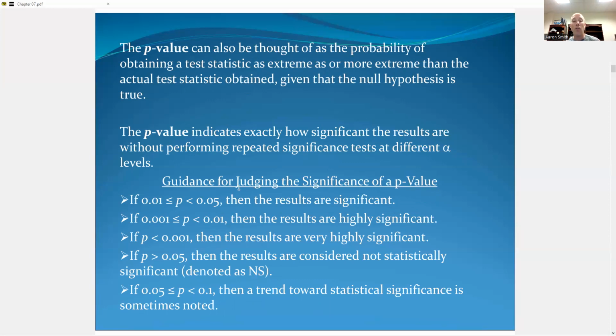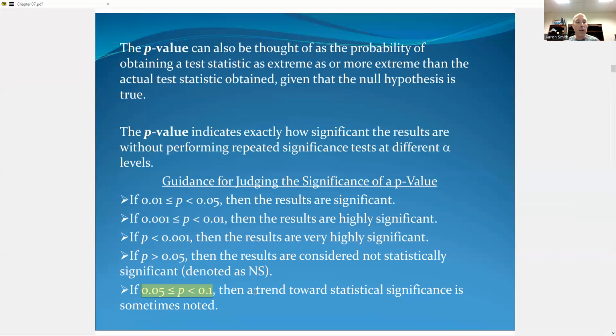Guidance for judging the significance of a p-value. If it's between 0.01 and 0.05, then the results are significant. If it's between 0.001 and 0.01, the results are highly significant. If it's strictly less than 0.001, then the results are very highly significant. If the p-value is greater than 0.05, then the results are not considered statistically significant. And if it's greater than 0.05 and less than 0.1, then a trend towards statistical significance is sometimes noted.